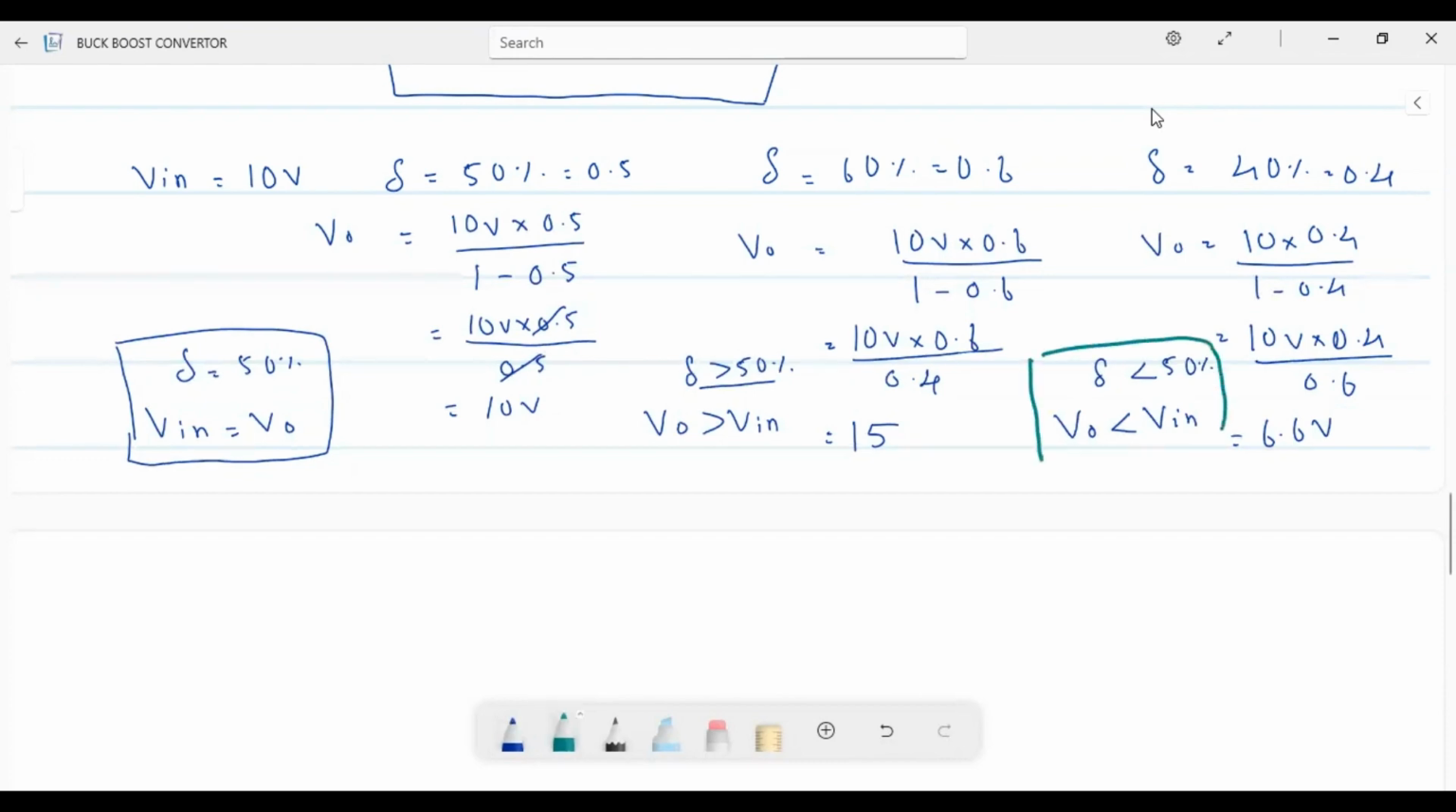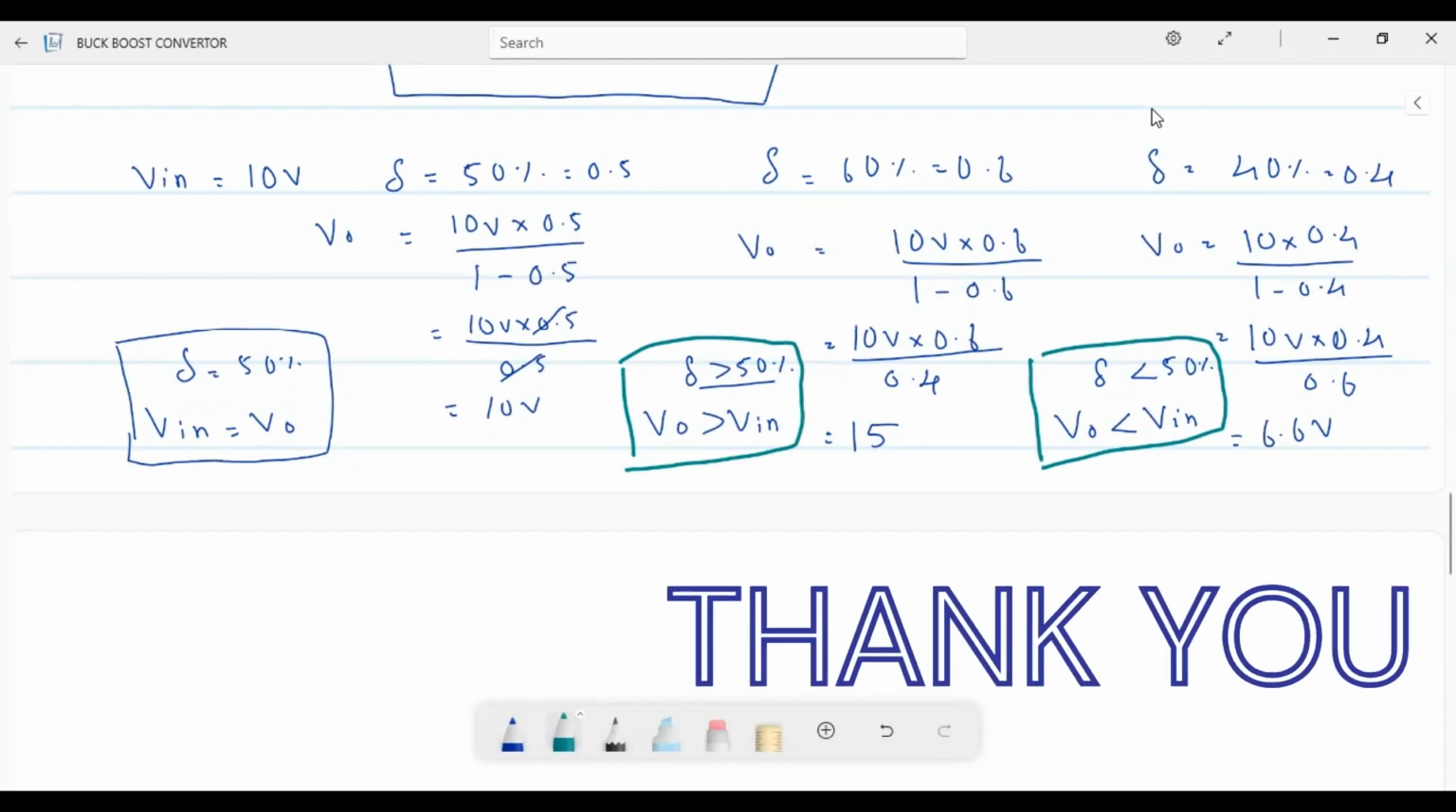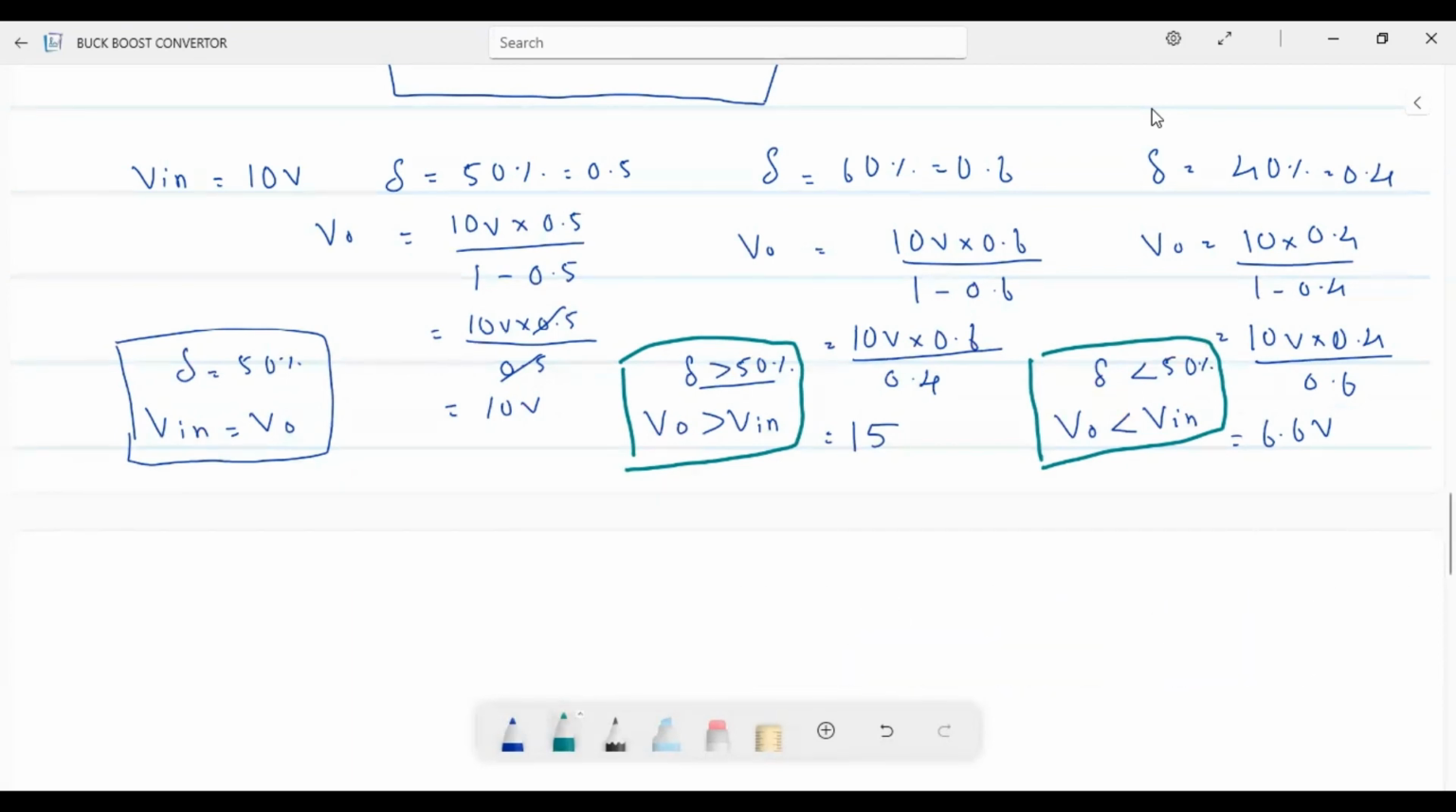These are the three conclusions of the buck boost converter. Whenever duty cycle is equal to 50%, V input equals V out. Whenever duty cycle is greater than 50%, V output is greater than V input. When it is less than 50%, V out is less than V input.